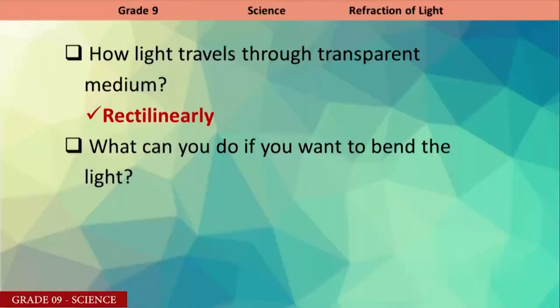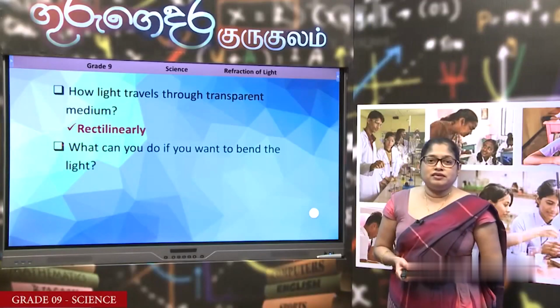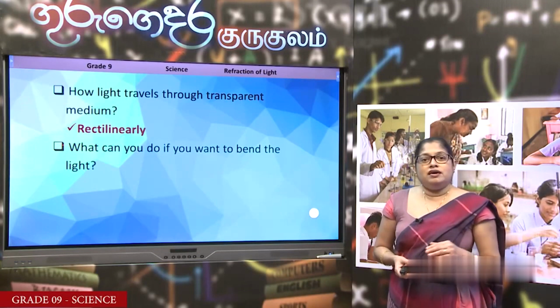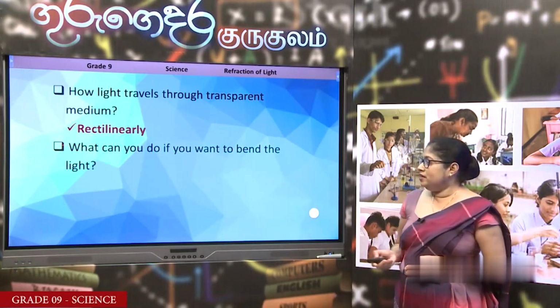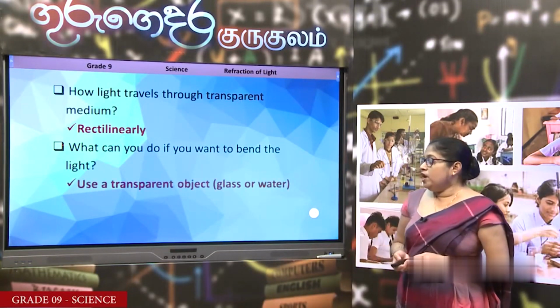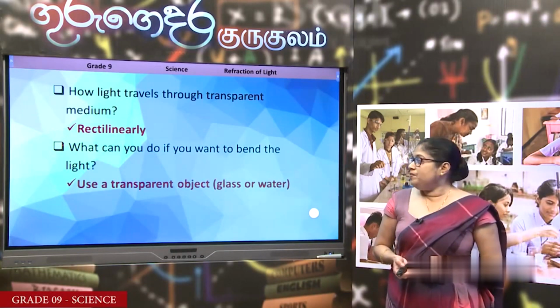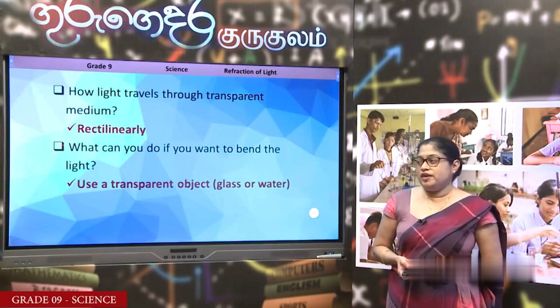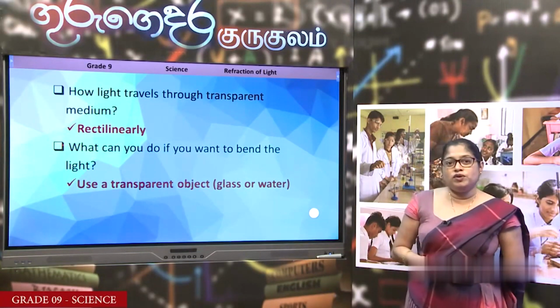If you want to bend the light, what can you do? Can you bend the light using a plane mirror? No. Plane mirror reflects light back to the same medium. So, how can you bend the light that is travelling in a straight line? You can use a transparent object for that, for instance, glass or water.